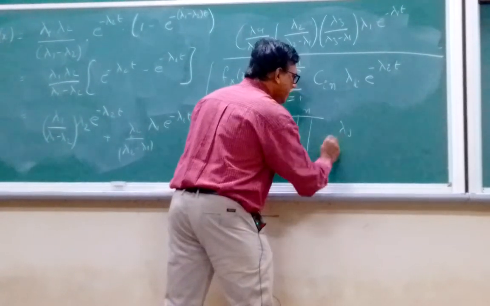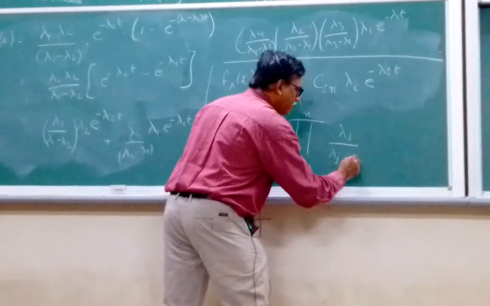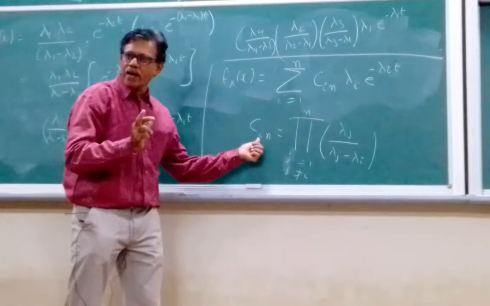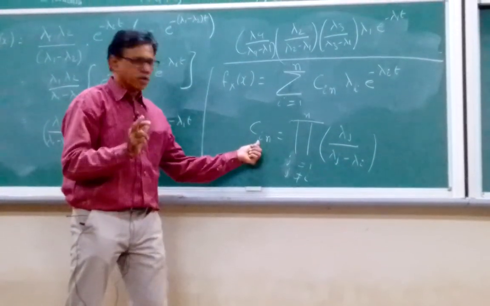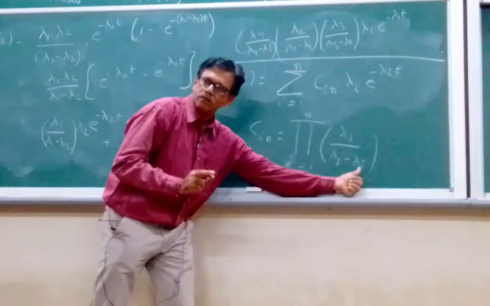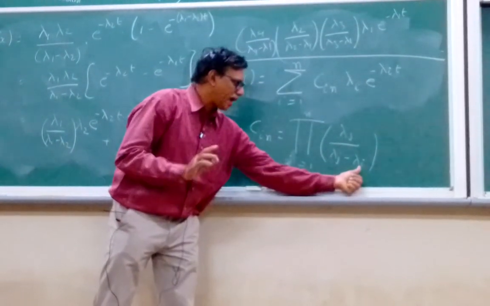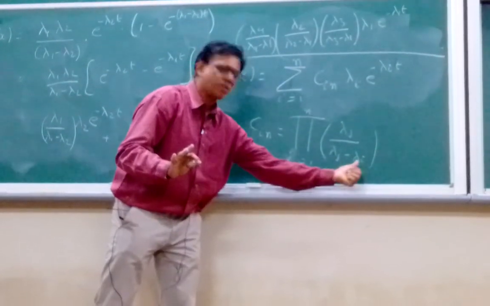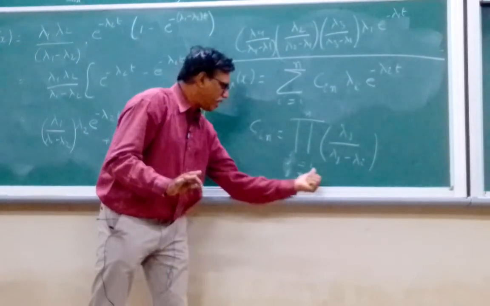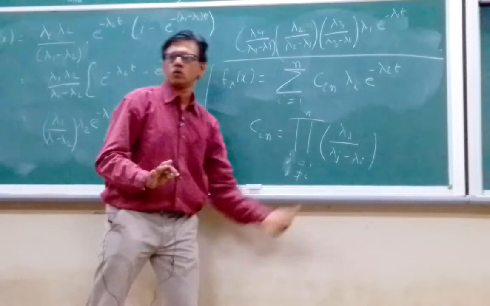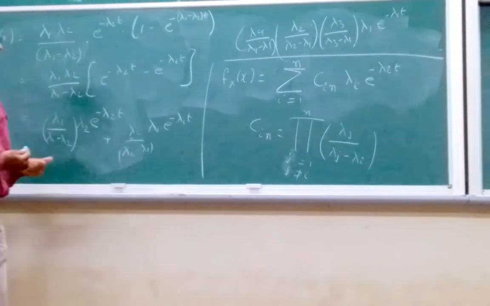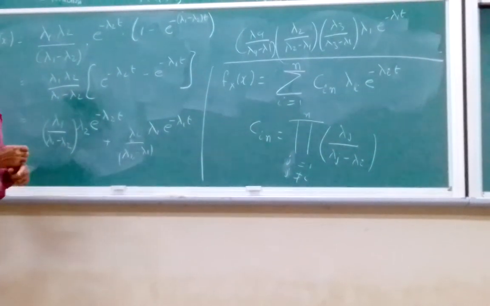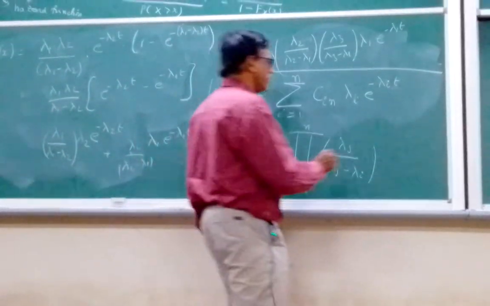Lambda j divided by lambda j minus lambda i. So if it is the ith random variable you are talking about, it will appear only here. All other random variables will have one term contribution, that will be lambda j by lambda j minus lambda i, j varying from 1 to n, j not equal to i. So this is the hypo-exponential random variable.